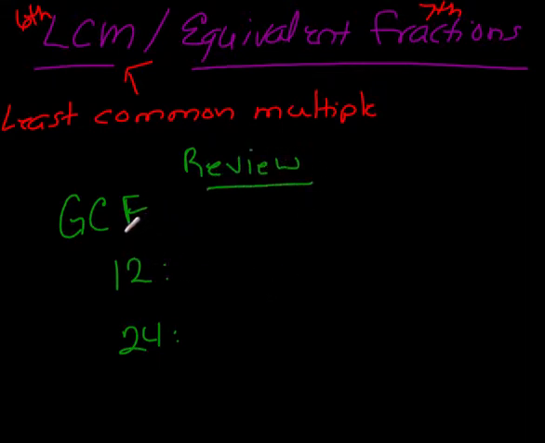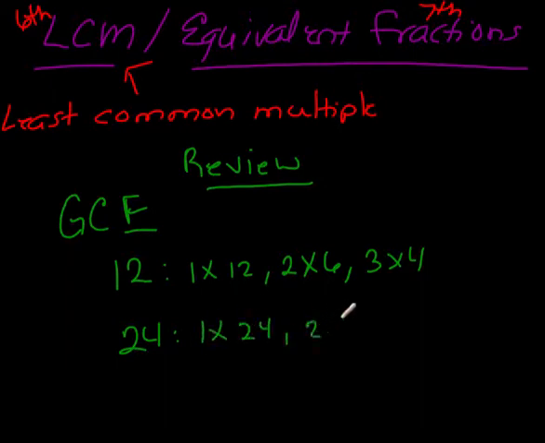Remember, the F stands for factors, so we have to list the factors of 12 and the factors of 24. So we would say 1 times 12, 2 times 6, 3 times 4. So that's all the factors of 12. And then for 24, we would have 1 times 24, 2 times 12, 3 times 8, 4 times 6. And that is it. So we would list our factors, and then we would say, okay, what are the factors that they have in common?